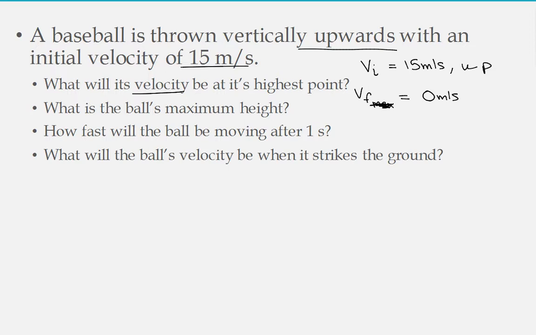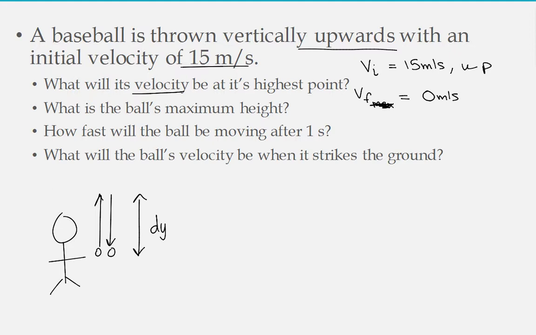So then what is the ball's maximum height? Ball goes up, ball comes down on the same line. It's just drawn off to the side so that you can visualize it. So what would be this displacement?